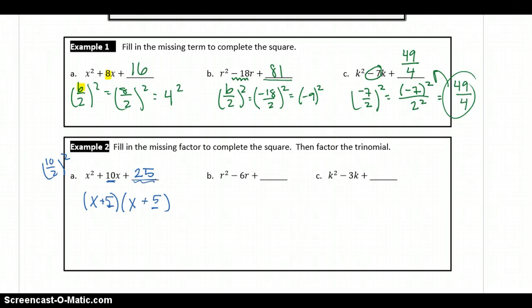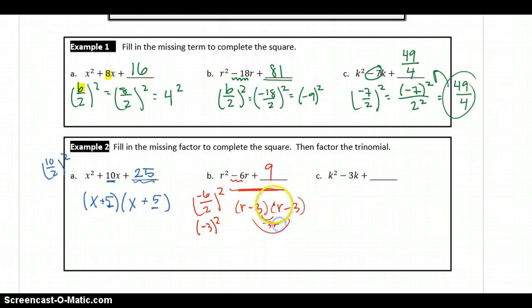Part B, I have r squared minus 6r. So, to complete the square, I need to add in negative 6 over 2 squared, which is negative 3 squared, which gives me a positive 9 that I add. So when I factor this polynomial into parentheses, I will have r and r in each, and then I will have r minus 3 and r minus 3. They multiply to give me 9, and when I add them, my middle term, I'll have minus 3r and minus 3r, which gives me, in fact, minus 6r.